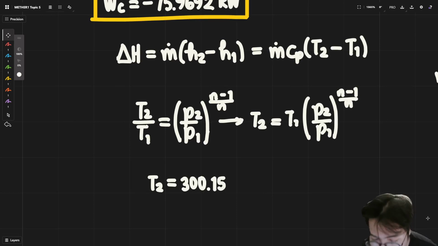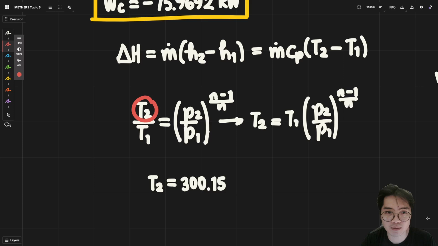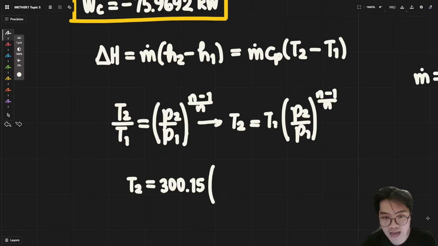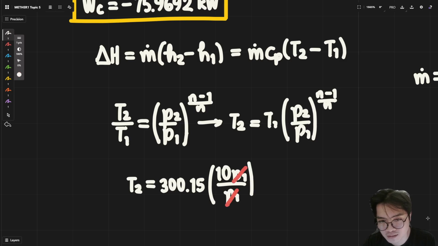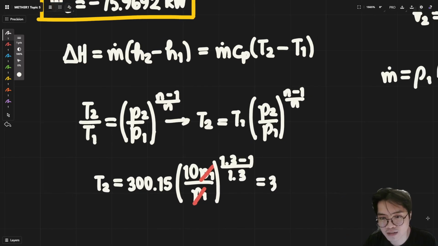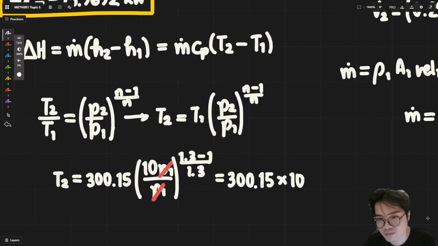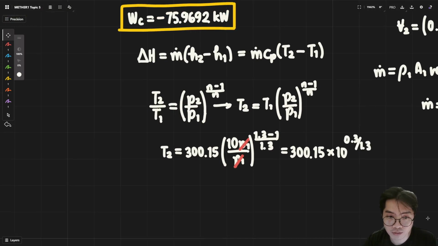And notice that in this case, we are looking at two different temperature readings. We are getting the ratio of the temperatures times, look at this, P2. It's just 10 times P1 over P1. So cancel. Right? That is why I wanted to keep it that way. That is going to be raised to (1.3 minus 1) over 1.3. You will have in here 300.15 times 10 raised to 0.3 divided by 1.3.